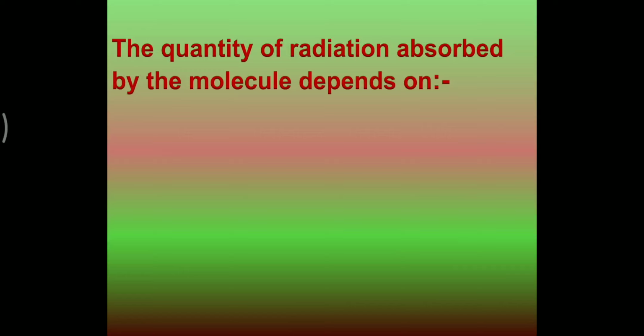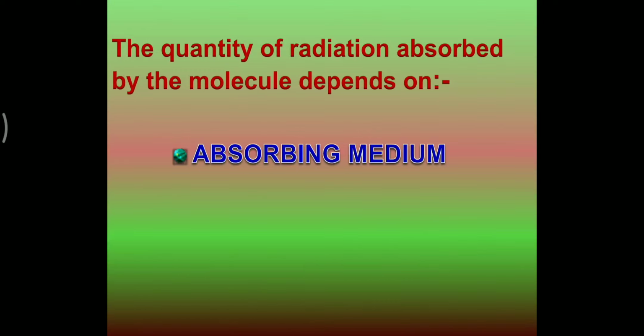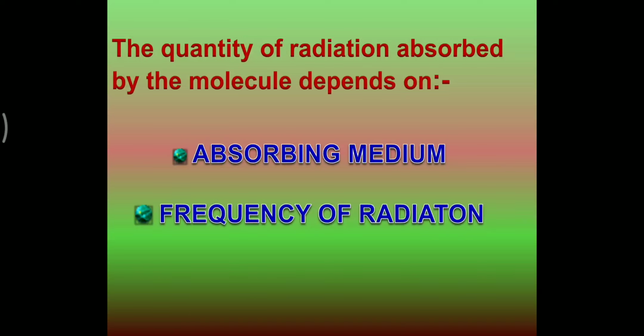The quantity of radiation absorbed by the molecule depends on these factors: one is the absorbing medium, and the other is the frequency of radiation. The quantity of radiation absorbed by a medium or solution depends on the particles present in that absorbing medium, and also on the frequency or wavelength of the radiation passed. So we set that wavelength at the beginning of the colorimeter experiment. You can remember we set 600 nanometer for some experiments, and for some experiments we set 540 nanometer at the beginning in the colorimeter. That is because absorption is dependent on the wavelength or frequency of the radiation.